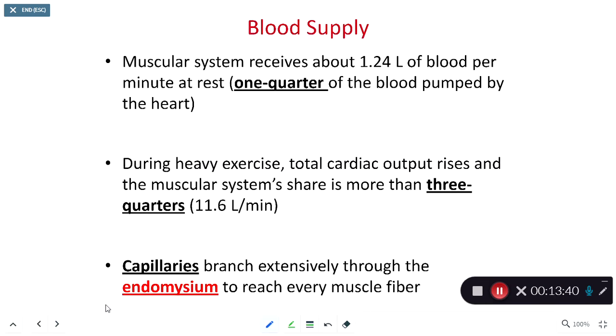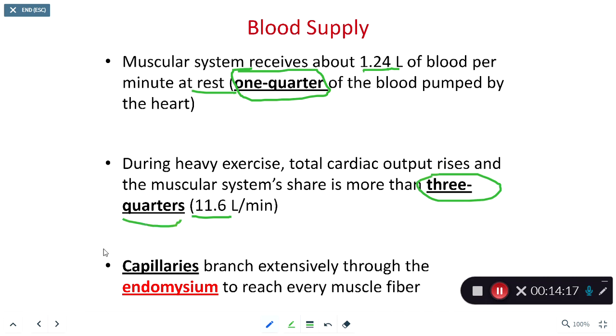Our muscular system is also going to need a lot of blood to supply a lot of nutrients so it can have lots of energy. So we're going to send about 1.2 or 1.25 liters of blood per minute to our skeletal muscles when we're at rest. So by default, we're going to be sending a good chunk of our heart's cardiac output to all the skeletal muscles of our body. But when we're exercising really heavily, that amount of blood can be increased very dramatically. So instead of having about a quarter of our cardiac output going to the skeletal muscles, we can have about 3/4 of our cardiac output going to the skeletal muscles.